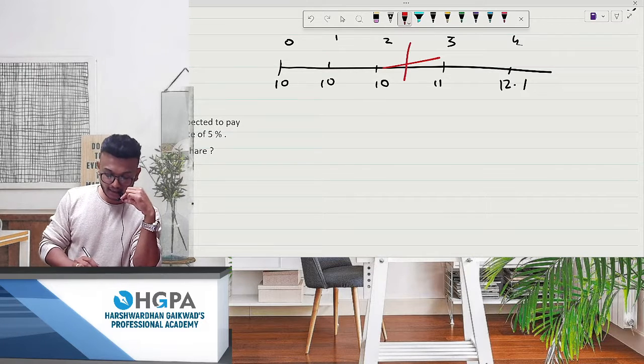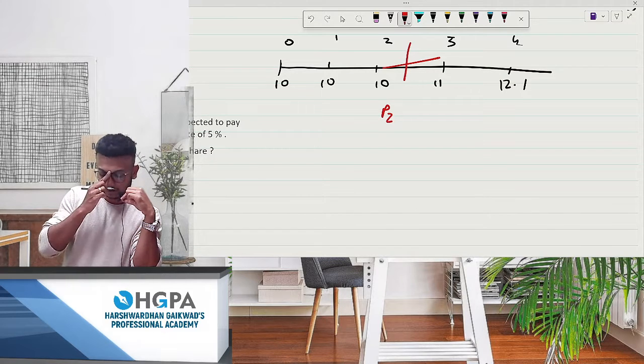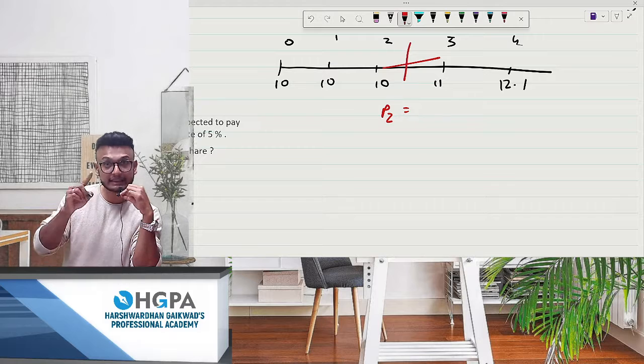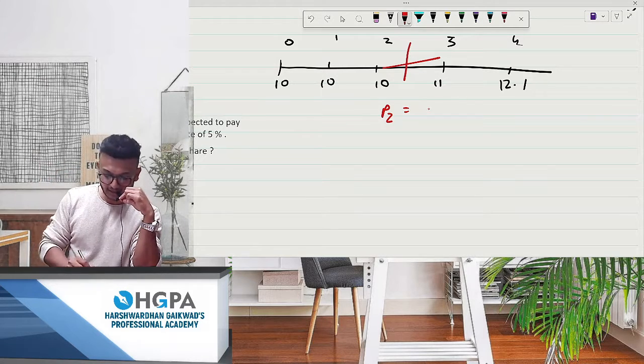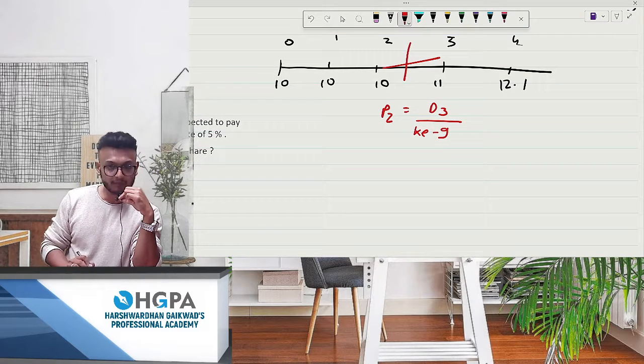So what I'll do is I'll compute the price at year 2. I'll write here P2, okay? And what is the formula? It is D1 upon KE minus G. So what is D1? The next year dividend. And what is that? The dividend for the third year, okay? And now I will write KE minus G. I'll compute some price over here. There will be some price, okay?